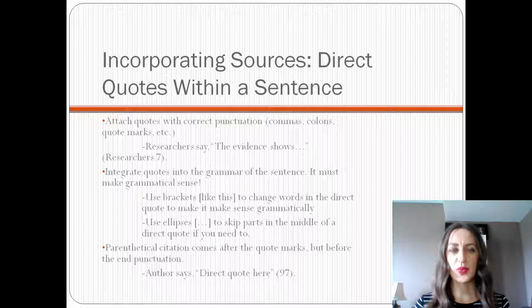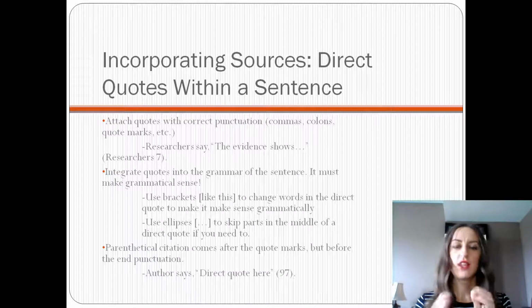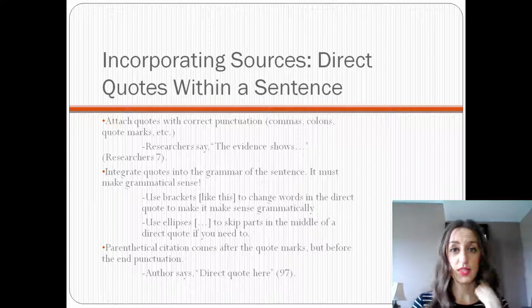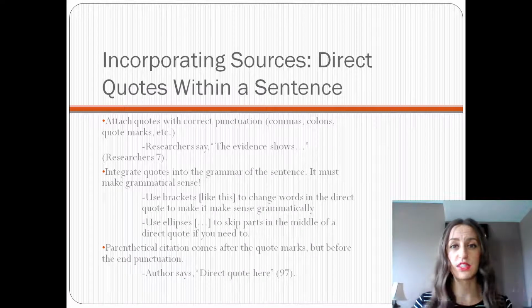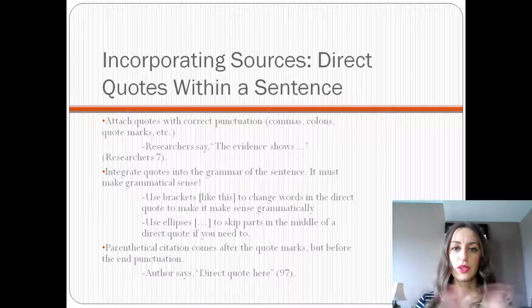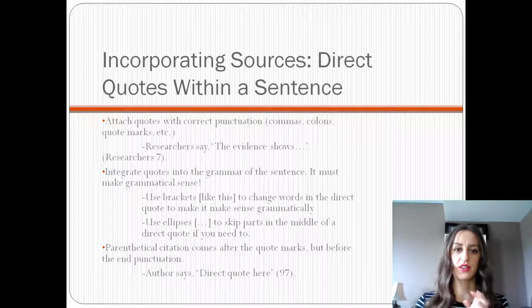So let's talk about the nitty-gritty of actually getting your sources into your paper, all right? So one of the best things to do is to actually directly quote your sources word for word when they say something that's really important for you to sort of explore and explain and develop, all right? So you attach quotes. Make sure that you always attach your direct word for word quotes with correct punctuation, all right? It depends on the grammar of the sentence. It's going to depend on your situation, but you want to be careful about this, all right?